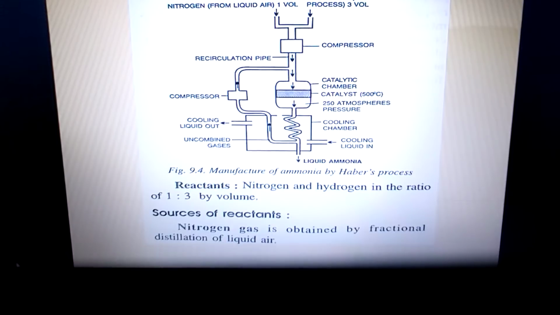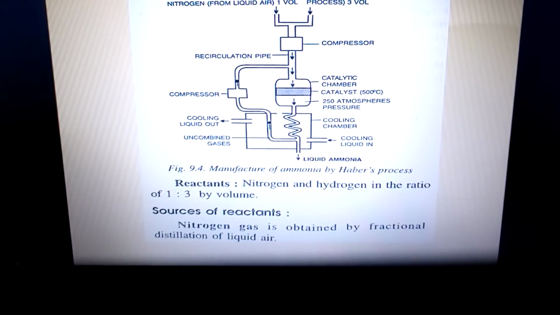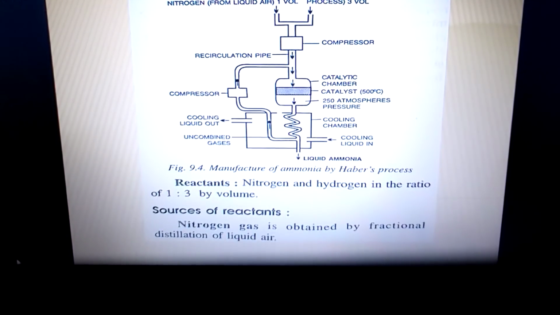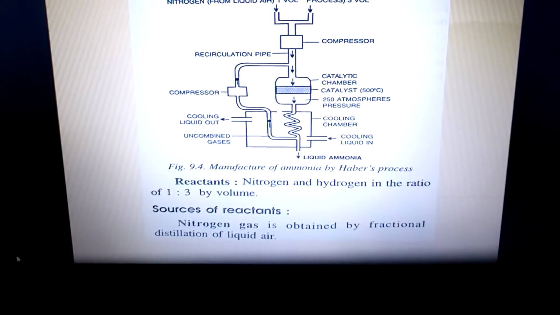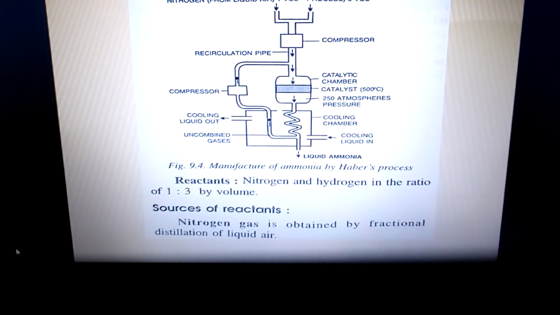Now, the efficiency of this process, that is Haber's process, is very low. Only 15% conversion takes place. The rate of conversion is only 15%. That is, our nitrogen and hydrogen remain unreacted, and only 15% of nitrogen and hydrogen gets converted to ammonia. So, we can't afford to waste the nitrogen and hydrogen which has remained unreacted.